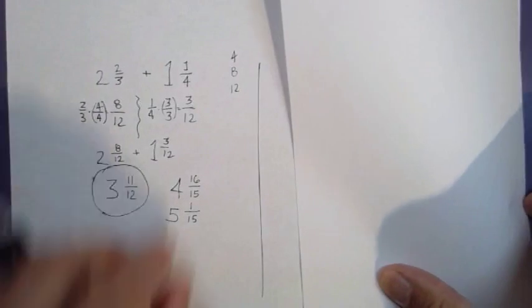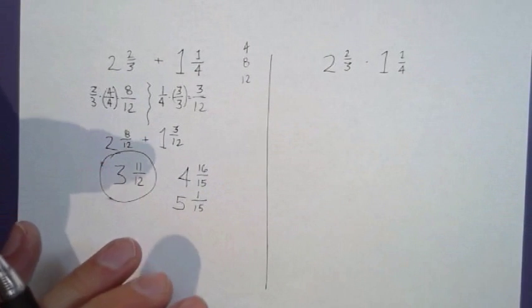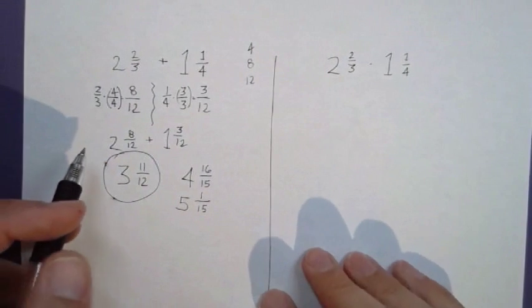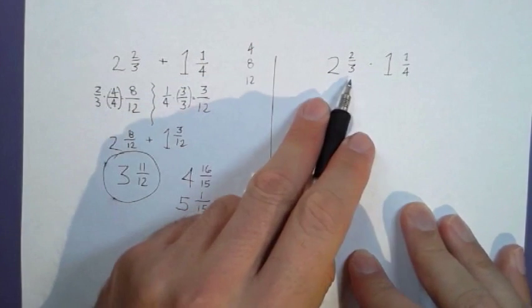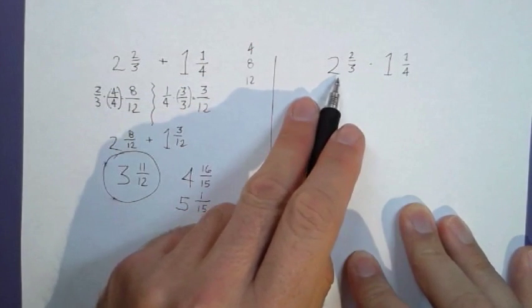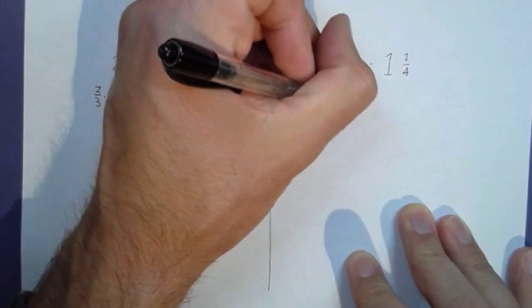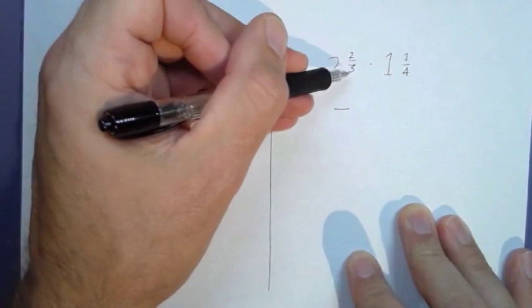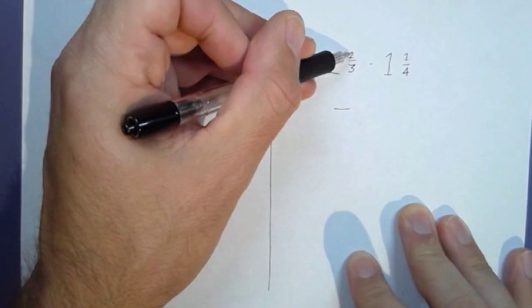Multiplying mixed fractions is much easier. It's much more straightforward. So first, we don't need a common denominator, but we cannot multiply mixed fractions. We need to make these into improper fractions first. We do that by multiplying our denominator by our whole number and then add our numerator.